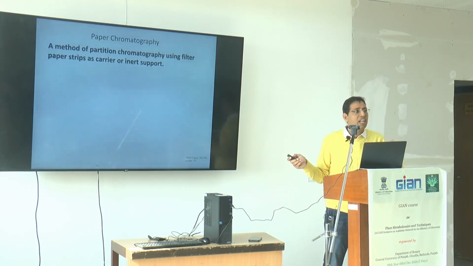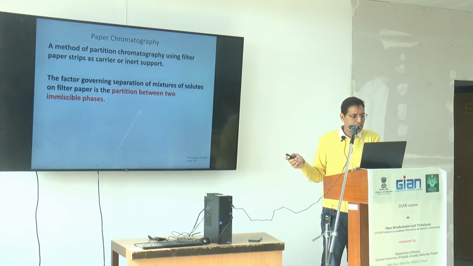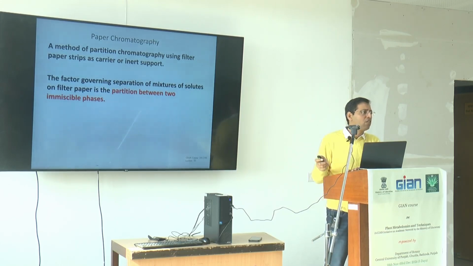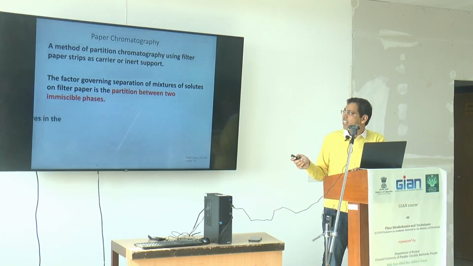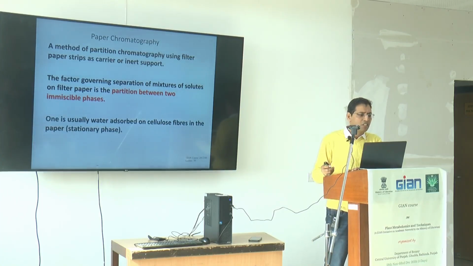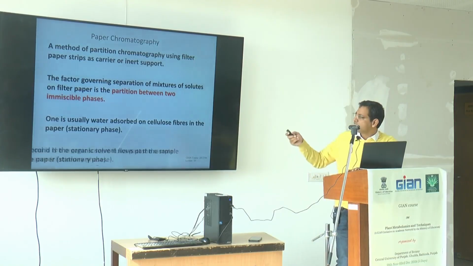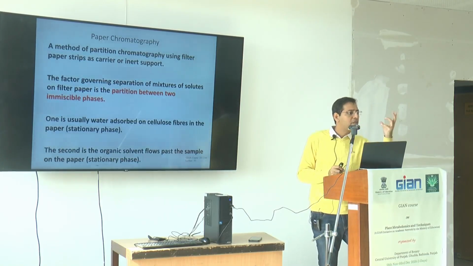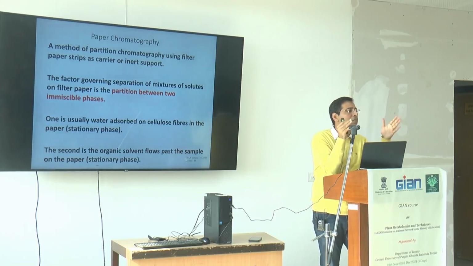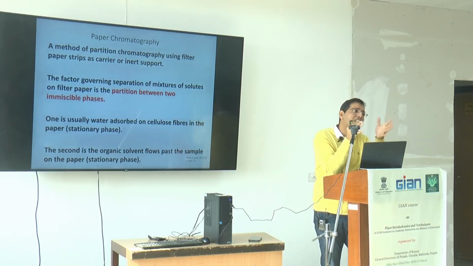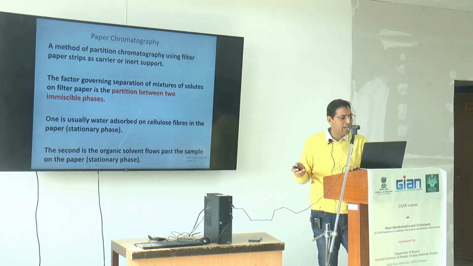Paper chromatography is another part that comes up here, but I cover this here because there are so many variations, and on the basis of that, column chromatography comes up. Paper chromatography uses the concept of the partition coefficient, and here they are using filter paper as a carrier, an inert support. The separation of the mixture of solutes on filter paper is by partition between two different immiscible phases. Molecules need to decide how much time they retain in the mobile phase and how much they retain in the stationary phase.